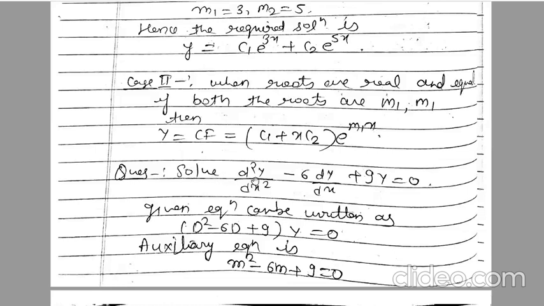So solve d2y upon dx2 minus 6 dy upon dx plus 9y is equal to 0. So given equation can be written as (D square minus 6D plus 9) of y is equal to 0. So first you will make an auxiliary equation. So m square minus 6m plus 9 is equal to 0. This is your auxiliary equation. Now this is your quadratic equation. To solve this equation, you can see a square plus b square minus 2ab is equal to 0. So (m minus 3) whole square is equal to 0.